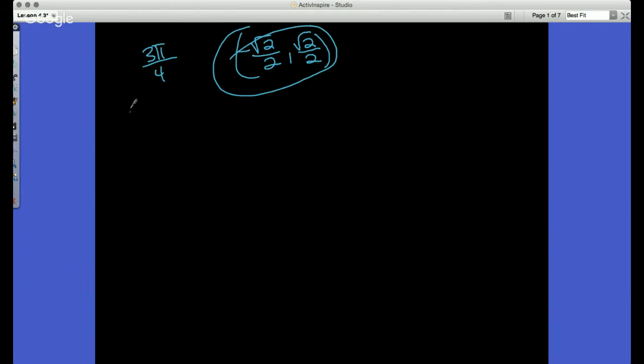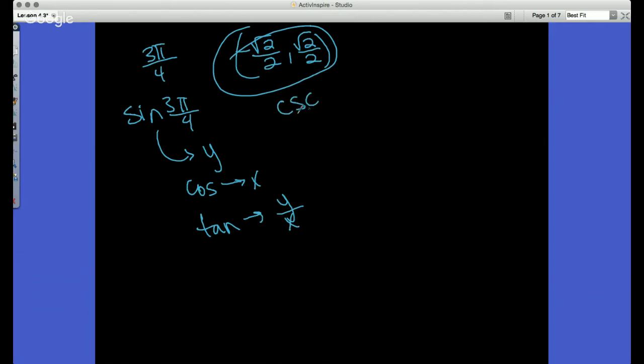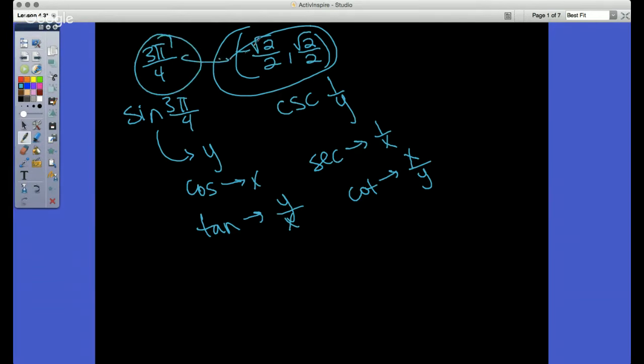Now, it's also important to note that if I said what is the sine of 3 pi over 4, you know sine corresponds with y, cosine goes with x, tangent is y over x, okay? Also make sure you know that cosecant is the reciprocal of sine, so that's 1 over y. Secant is the reciprocal of cosine, so 1 over x, and cotangent would be x over y. Just a couple things to keep in mind as we move forward. If I tell you to find just the point, we have that. If I tell you to find the sine, cosine, tangent, cosecant, secant, cotangent, just be sure that you recognize what value goes with which before tomorrow.